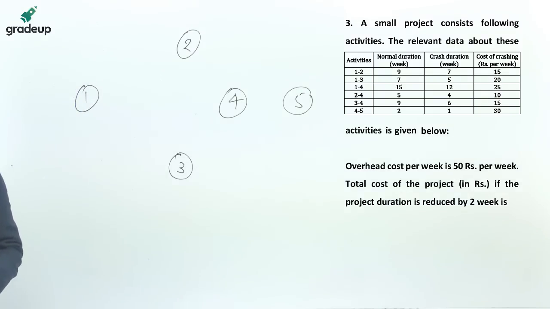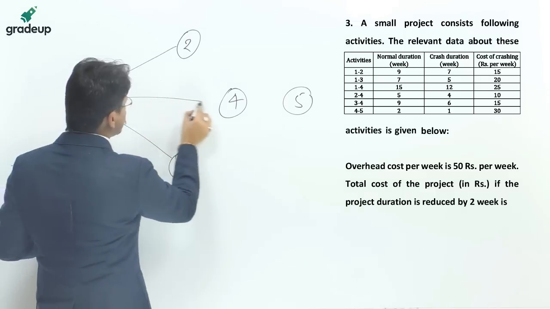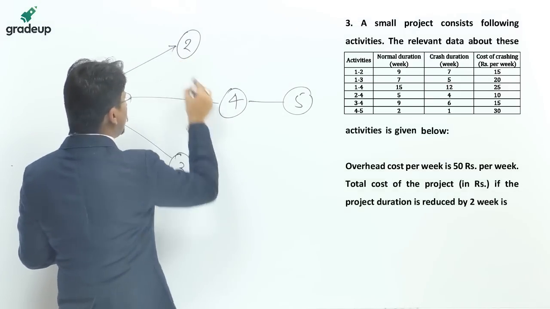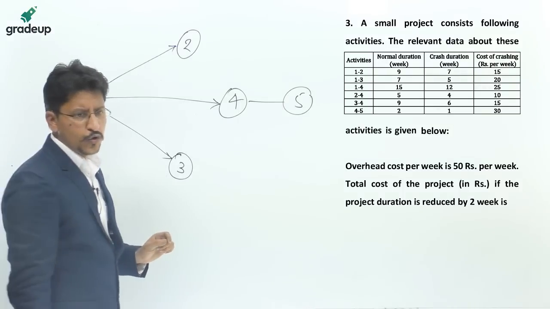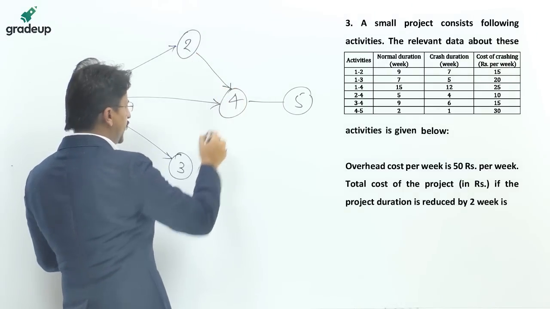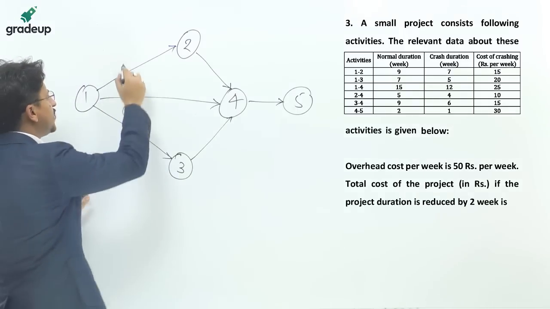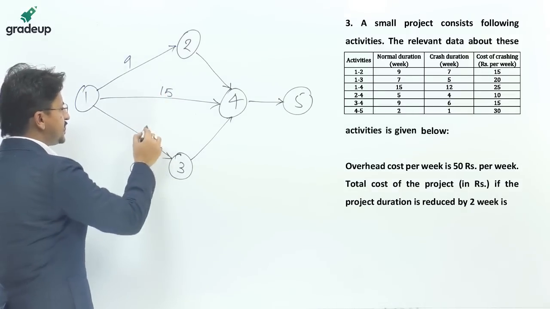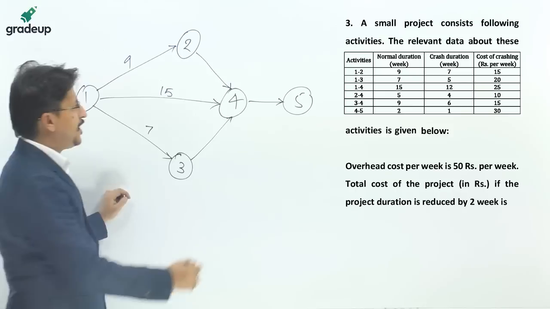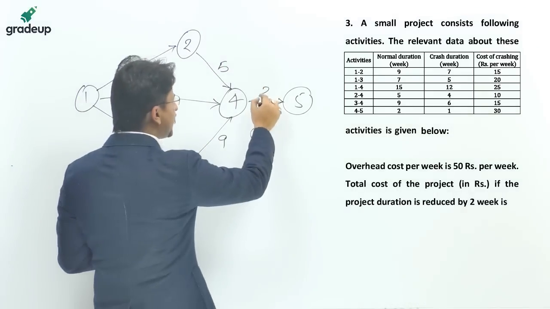This one, sir, data is not clear. Okay, I am writing the data, no problem. Just see it. 1 to 2, 1 to 4, 1 to 3, then 2 to 4, 3 to 4 and 4 to 5. The durations have been given as 9, 15, 7, 5, 9 and 4. These are the normal values.